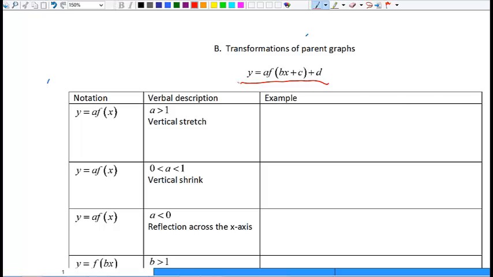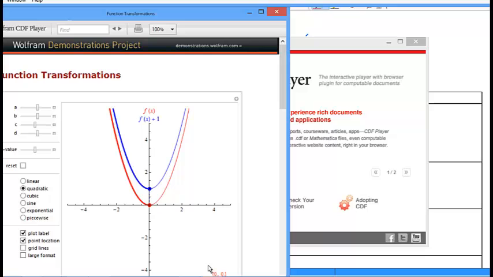Okay. And so the first thing we're going to isolate out is that number out front. So we're going to compare it to a quadratic. So let's say we look at y equals x squared versus y equals some other number times x squared. And I'm going to use a computer program to speed up this connection we're making about the different transformations. So let me get this pulled up here.